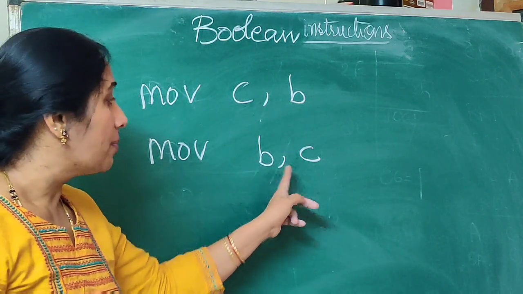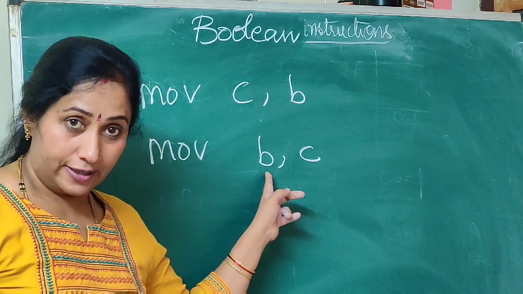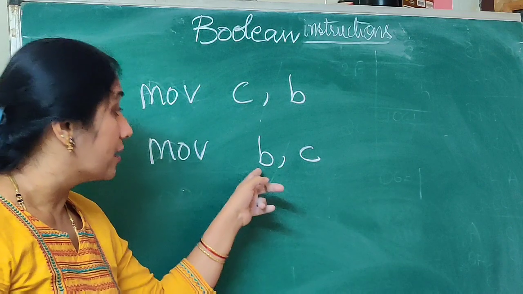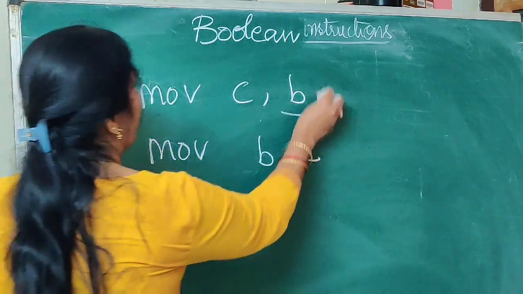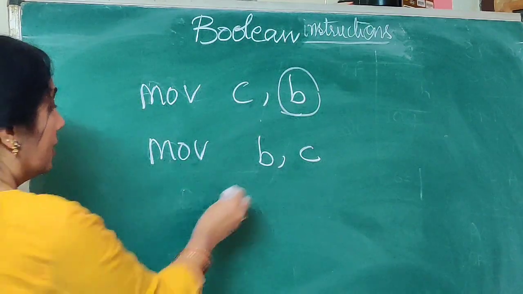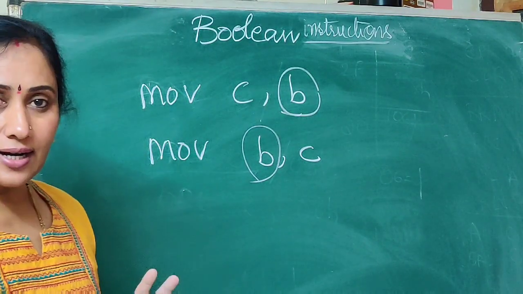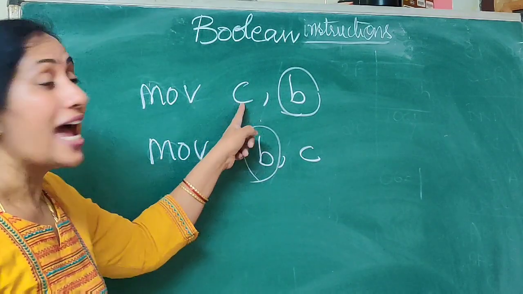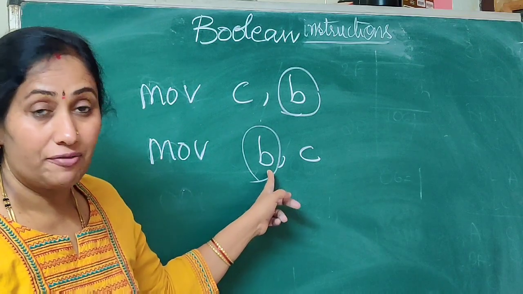And here what's going to happen? Whatever is there in the carry flag will get moved, copied into the bit address. So here I am going to write the address, and here also I am going to write the address. The type of addressing mode is direct addressing mode. Here the carry flag is going to get affected. Here none of the flags are going to get affected.